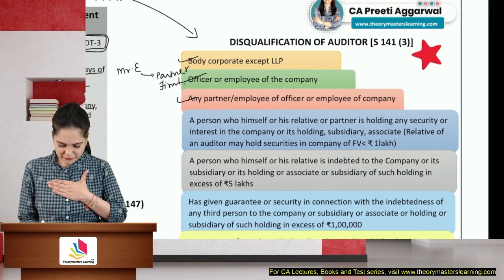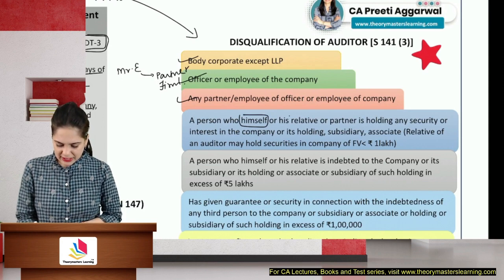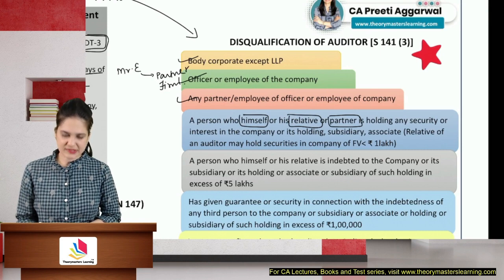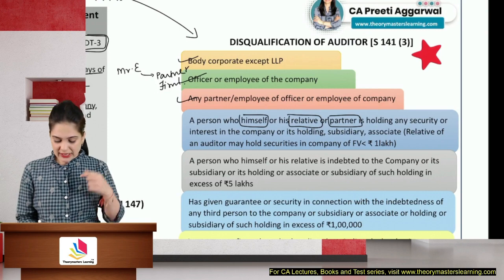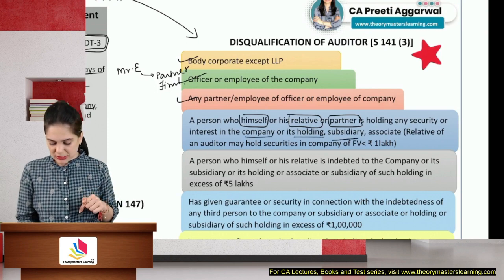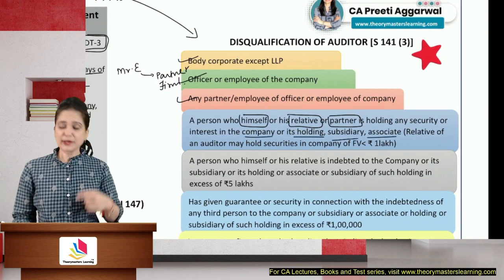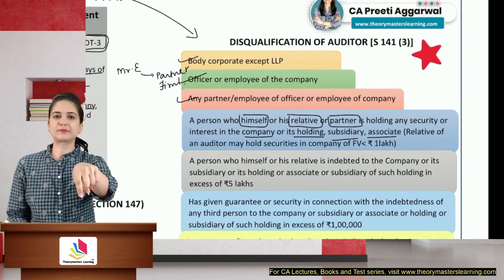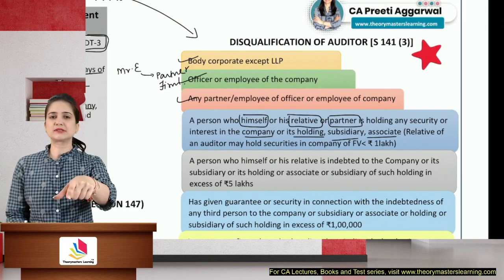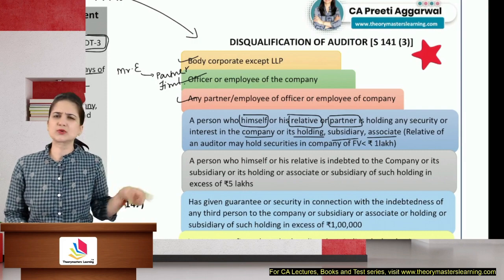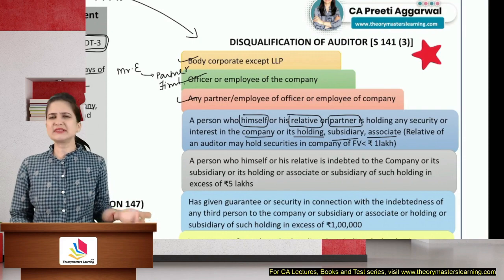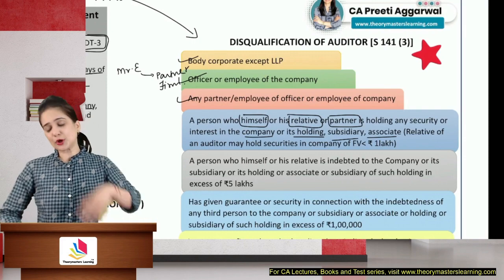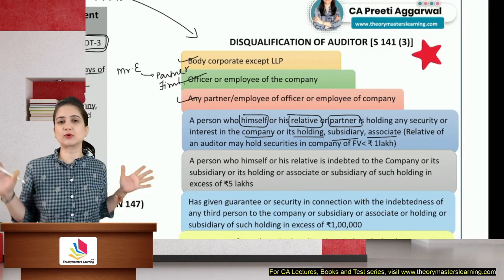A person who himself or his relative or a partner is holding any security or interest in the company. The word interest is used when there is no share capital. You are holding either in the company or holding or subsidiary or associate. If you are holding securities either in the company, holding, associate, subsidiary, you cannot be appointed as auditor of the company. But I think this is unfair, no? You or your relative or your partner, you cannot hold security.